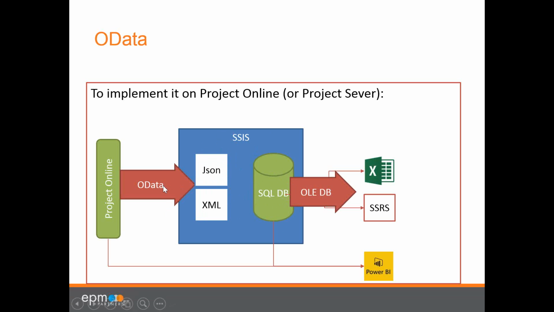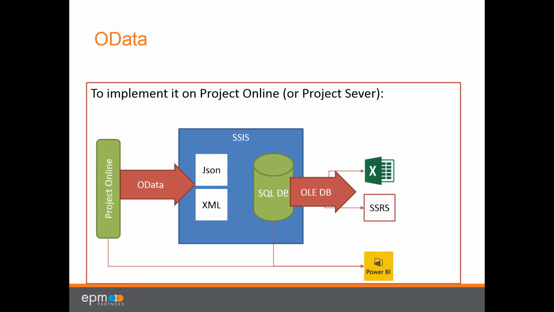So you browsed through the OData, you took a copy, you put it in JSON or XML format, and you then put that data in the SQL database here, which is now basically a replica of the data that you had in Project Online. So as you see, the green component here is just a copy, a replica of the data that you had in Project Online. Now from there on, it's a SQL database.